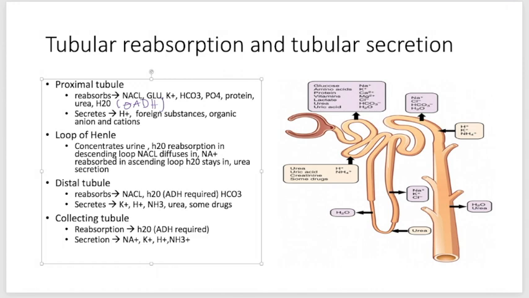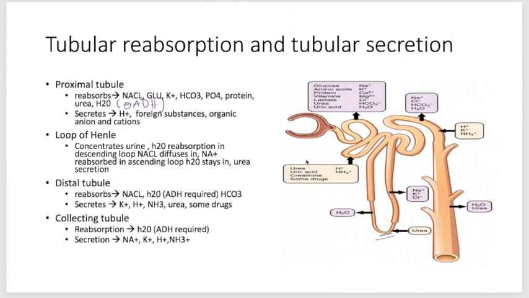Sodium is reabsorbed in the loop, water stays in, and then we get urea secretion in the thin segment. Moving on to the distal tubule, we have reabsorption of sodium chloride, ADH-required reabsorption, and then bicarb. It is going to secrete out potassium, hydrogen, ammonia, urea, and some drugs.